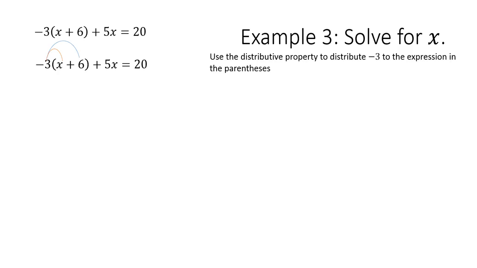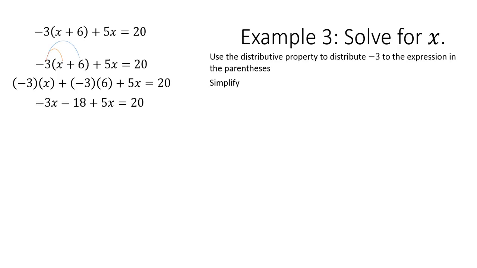by negative 3. So that's what I did here, negative 3 times x plus negative 3 times 6, and then I brought down the 5x and the 20. And then from here I'm just going to simplify everything. Negative 3 times x is negative 3x, and then negative 3 times 6 is negative 18, and then I brought down the 5x and the 20.